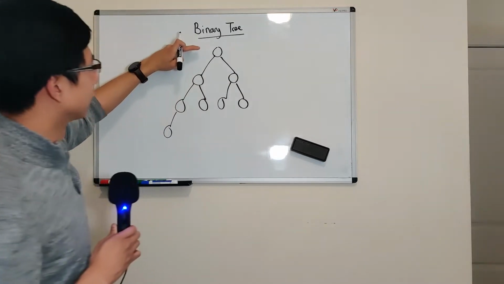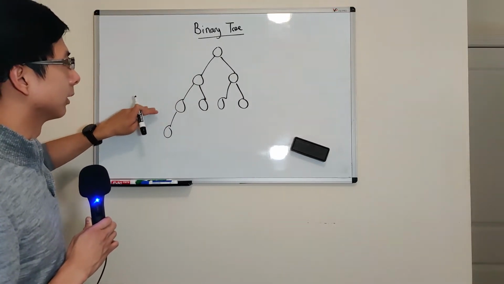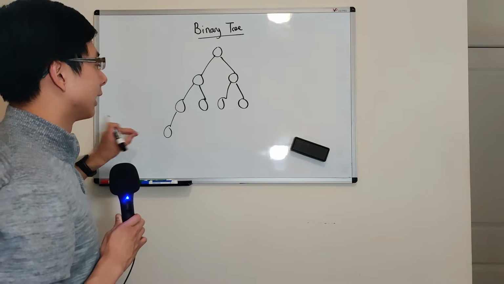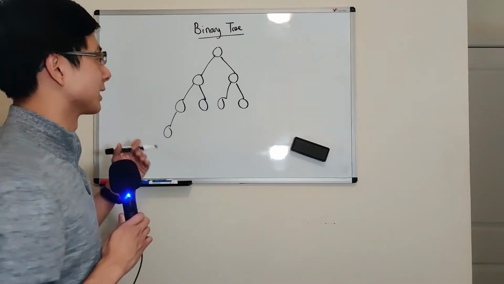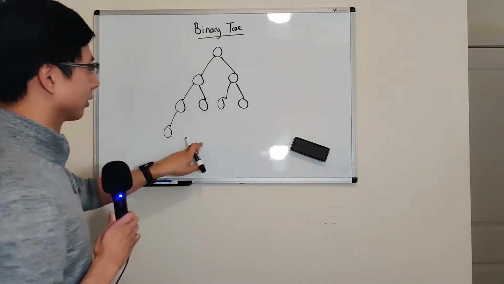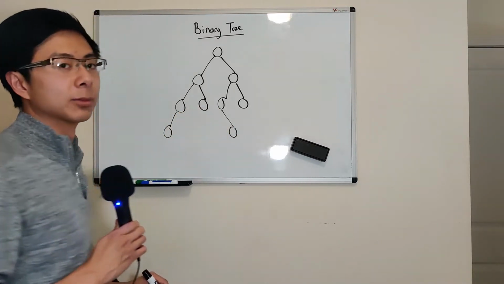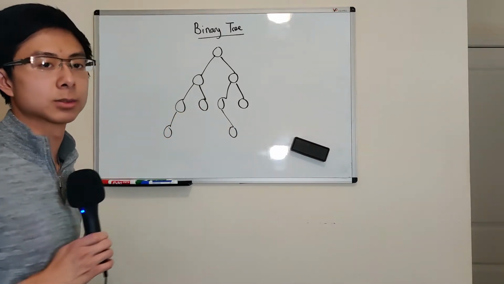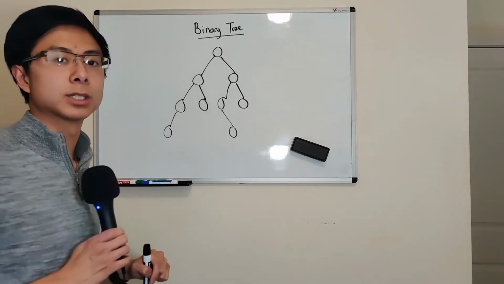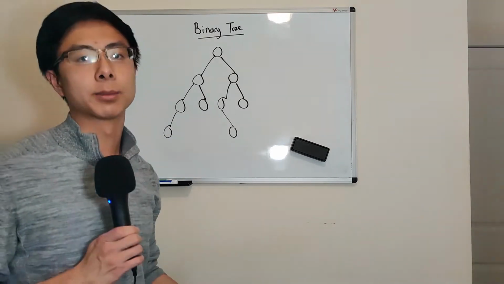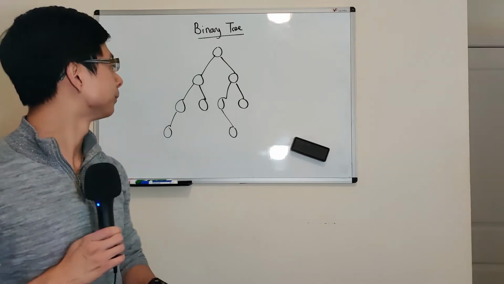We have the first 3 levels right here all completely filled, and then the last level. Now the last level can be filled if you want it to be, but it doesn't have to be. And in the last level, all the nodes are as far left as possible. Now if I were to add a node here, this would no longer be complete because this node is not as far left as possible. You'll see complete binary trees being used in binary heaps, but we're not going to talk about that because that's outside of the scope of this video.